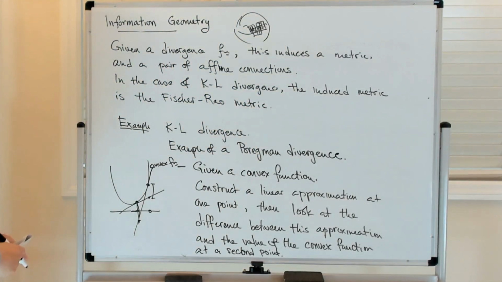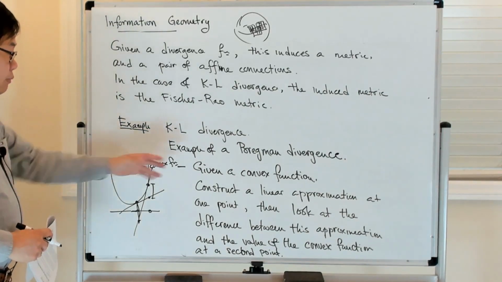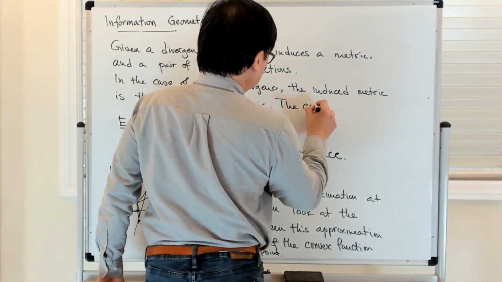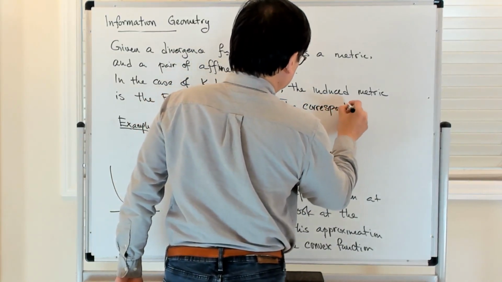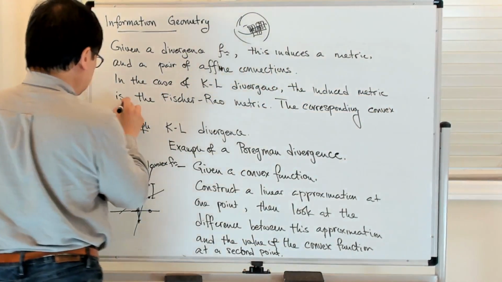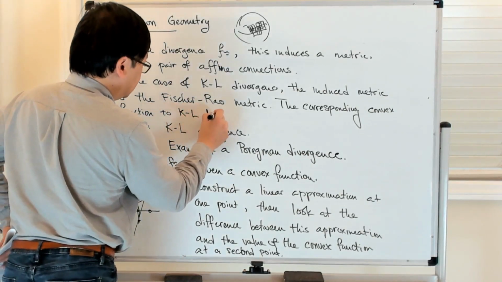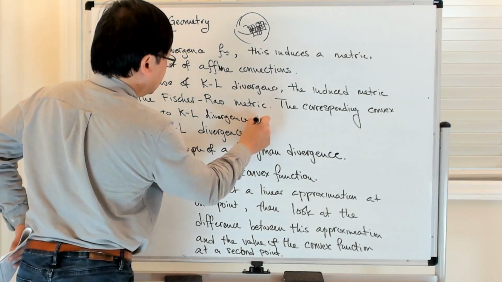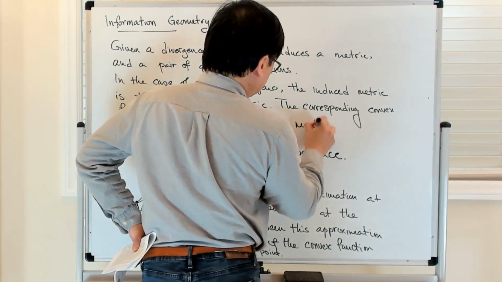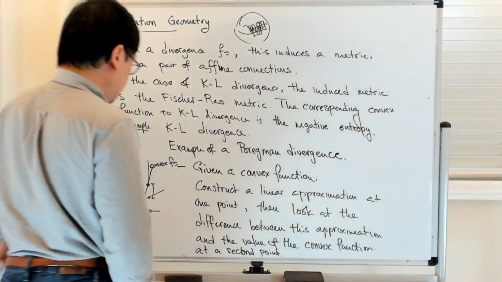And you recall that I said that KL divergence is an example of a Bregman divergence, and the Bregman divergence comes from this choice of a convex function. So the corresponding convex function to KL divergence is the negative entropy. Okay, all right.